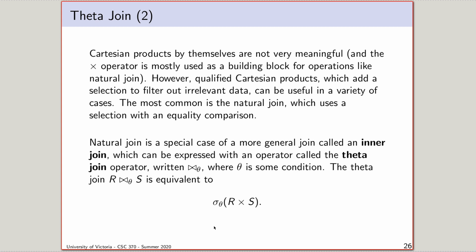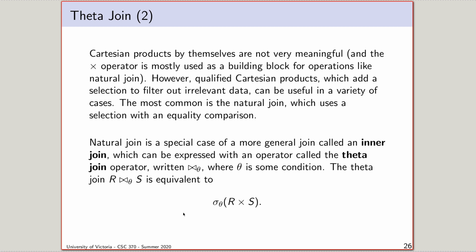There are times when a theta join can be so complicated that you actually do have to model it with a cross product and searching. But generally speaking, you can model it in SQL with an inner join. We would write it as R bow tie theta. So there's my bow tie, and then I stick some condition down here on S. It's equivalent to doing a cross product and then searching it with sigma.